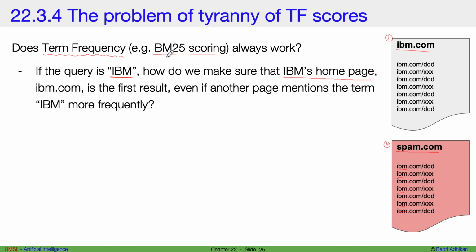So if we were to use something like a BM25 scoring mechanism, then because this page has IBM more frequently, we probably will end up ranking this page with a higher score. But we would like to not have that, because obviously IBM.com is a more relevant match to what we are searching for. So in other words, we want to minimize our dependency on the term frequency.